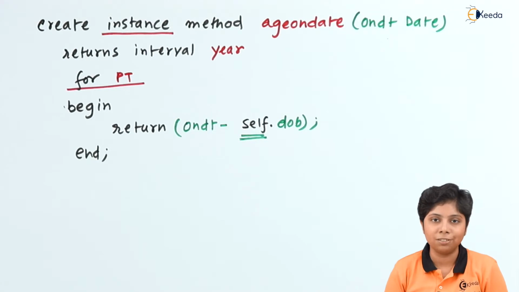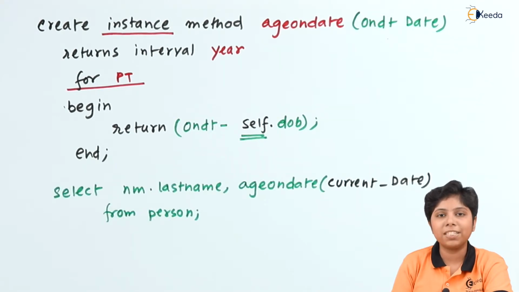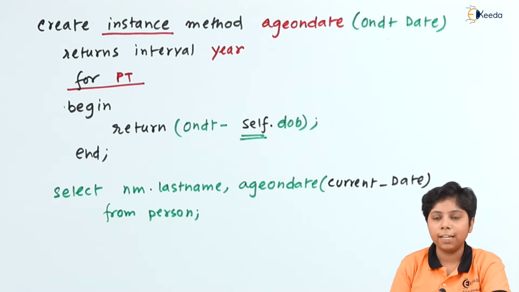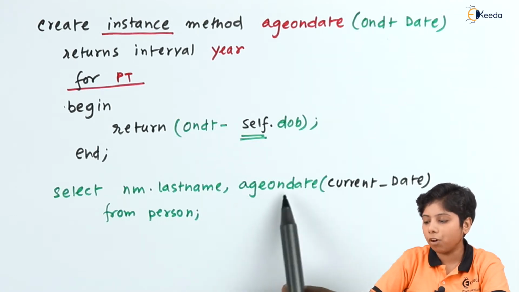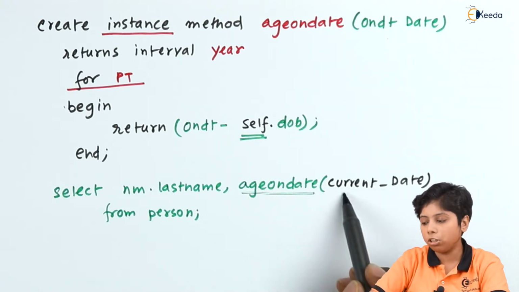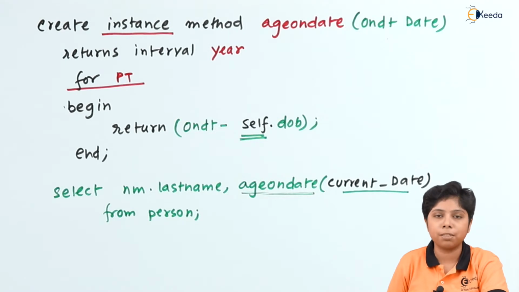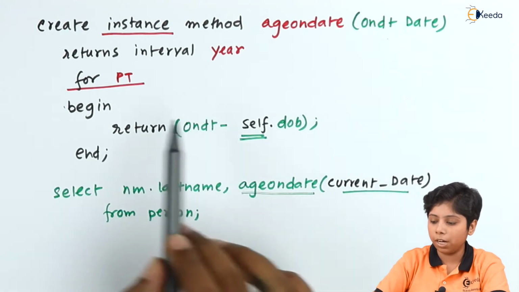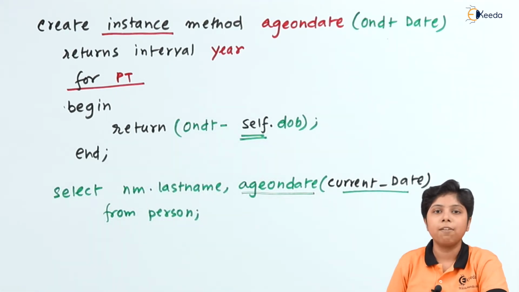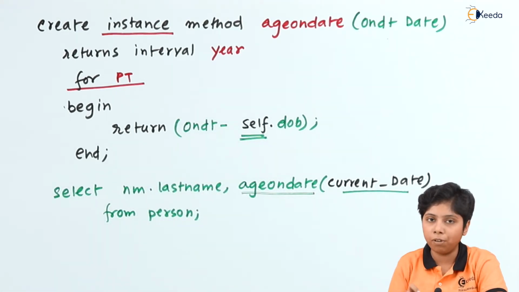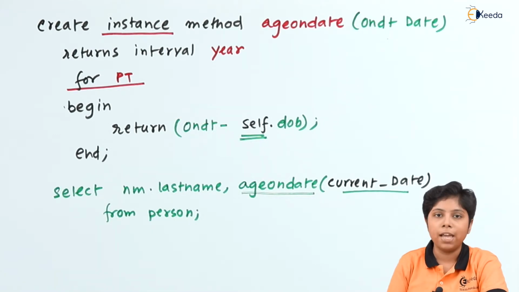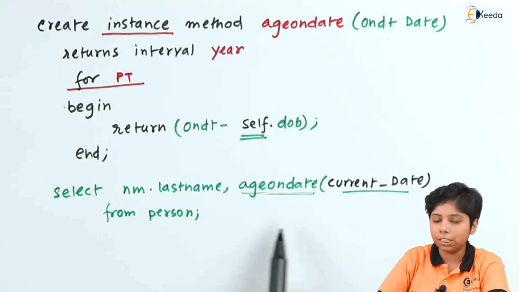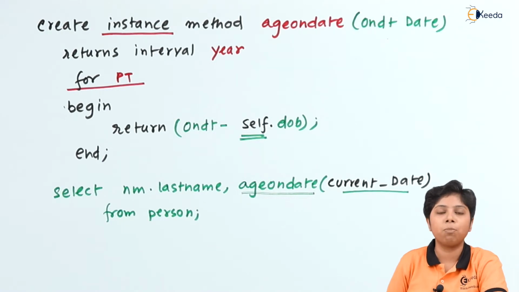Now how to use this method? We just simply call this function inside a select statement. So select the last name of the name variable. Along with it, I'm calling the function with the function name followed by the argument that I have to use as a parameter. So the parameter is the current date. The current date will be subtracted from the self.dob of every person inside the person relation. And if I have put any where condition, then only that tuple's DOB will be used.